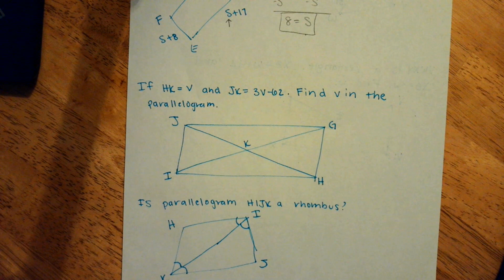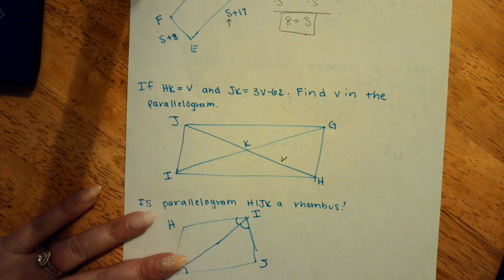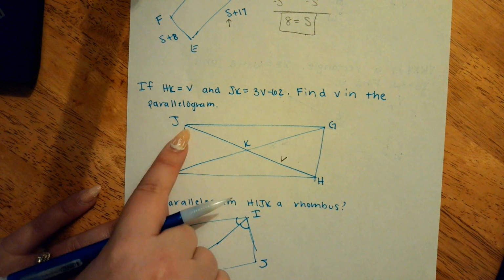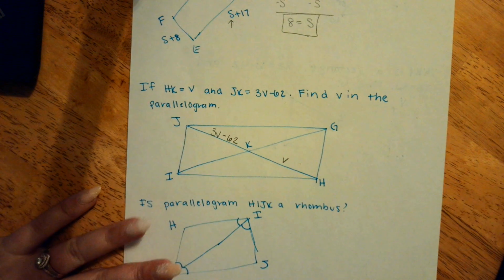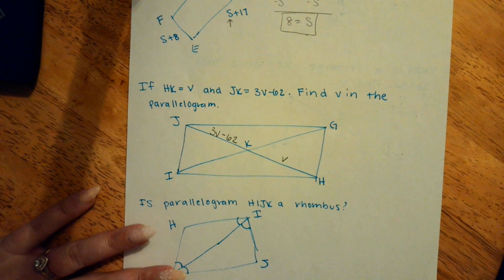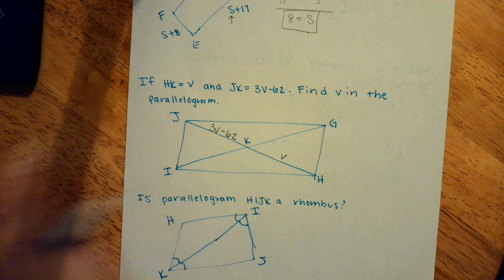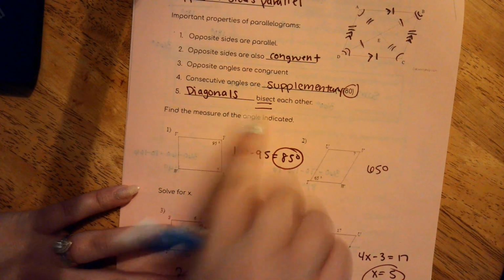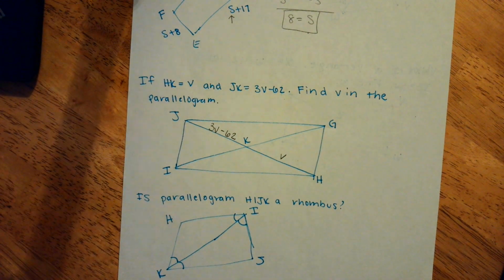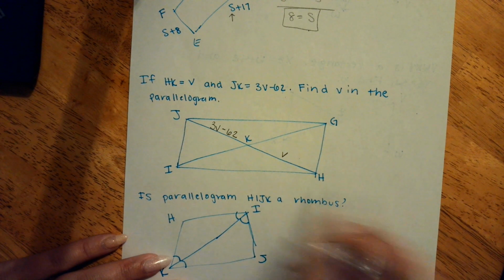All right, next one. So if HK is equal to V, so let's label that, and JK is 3V minus 62, so that's JK, so that's here, minus 62. Find V in the parallelogram. So again, I know I have a parallelogram here. So we're going to look back at our notes. We're dealing with the diagonals here. What do we know about the diagonals in a parallelogram? They bisect each other. And we've got to know that means it splits it in half, right? So that means JK is going to be equal to KH.